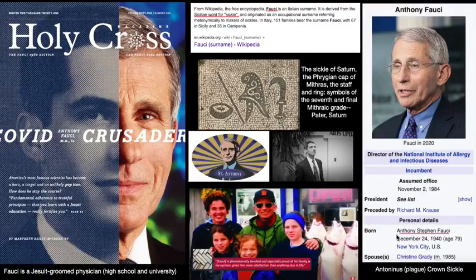Interestingly, Anthony Fauci's middle name is Stephen. I believe it is a title. He is Jesuit trained in high school and university. And many of you know by now, Fauci is the Sicilian word for sickle. And the sickle of Saturn and the Phrygian cap of Mithras, the staff and ring, are all symbols of the seventh and final Mithraic grade, the Pater, Saturn. One could almost call him Antoninus Crown Sickle. He's very high up.